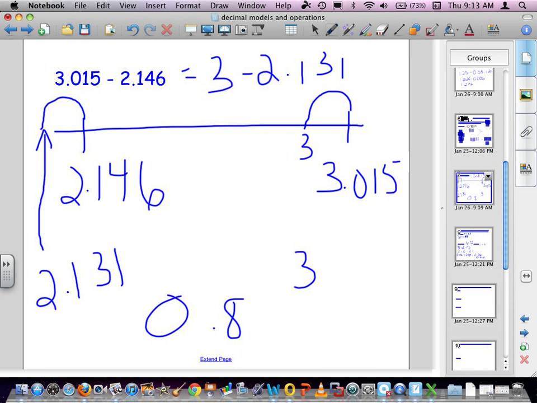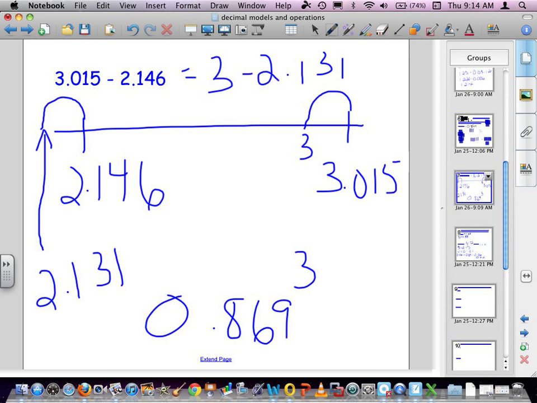What goes with 31 to make 100? Okay, 69 goes with 31 to make 100, right? So I end up with 0.869. Really what I'm making is a tenth, but I'm thinking 31 plus what makes 100? Right? 31 and 69 make 100. So if I had 69 thousandths, that would make a tenth, and then I'd need 8 more tenths to get to 3. So you're using a think addition and a make one strategy here.